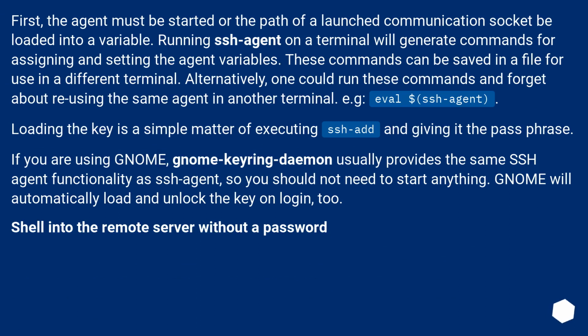First, the agent must be started or the path of a launched communication socket be loaded into a variable. Running ssh-agent on a terminal will generate commands for assigning and setting the agent variables. These commands can be saved in a file for use in a different terminal. Alternatively, one could run these commands and forget about reusing the same agent in another terminal. E.g., eval $(ssh-agent). Loading the key is a simple matter of executing ssh-add and giving it the passphrase.